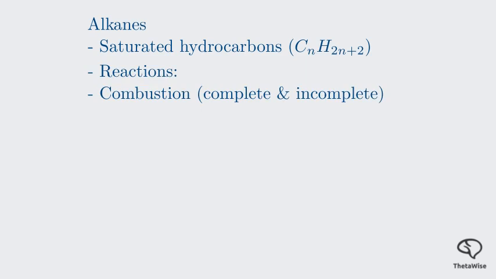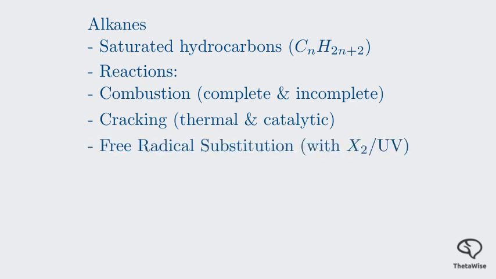Their main reactions are complete and incomplete combustion with oxygen, which have serious environmental consequences like global warming and carbon monoxide poisoning. We also saw that long-chain alkanes can be cracked into smaller, more valuable alkanes and alkenes. And finally, they can undergo free radical substitution with halogens in the presence of UV light, which proceeds through a 3-stage mechanism: initiation, propagation, and termination.